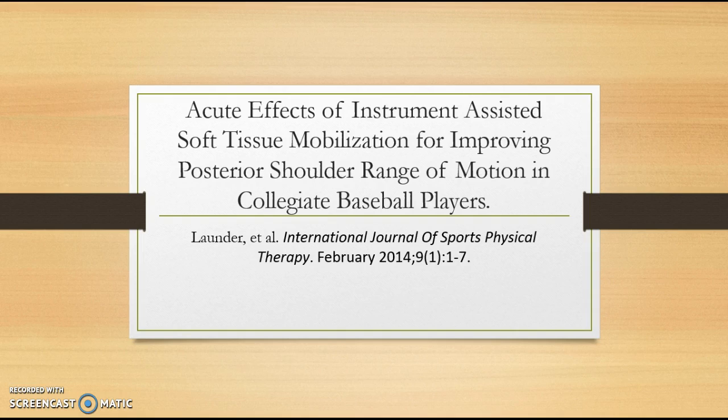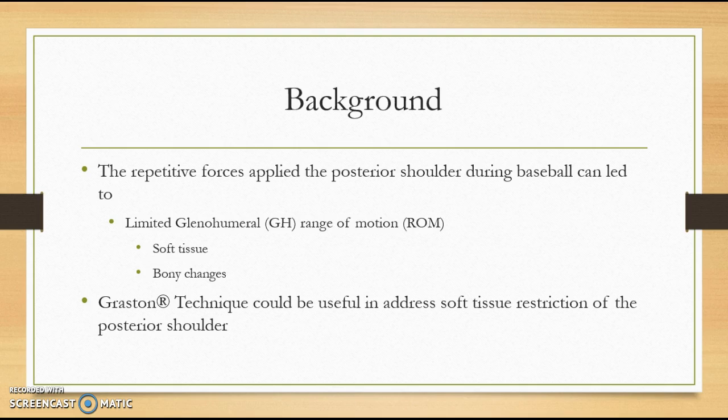I'll be talking to you today about the acute effects of instrument-assisted soft tissue mobilization for improvement of posterior shoulder range of motion in collegiate baseball players by Laudner, from the International Journal of Sports Physical Therapy, February 2014. All right, a little bit of background. As we all know, just the repetitive overhead motions of baseball can lead to limited glenohumeral range of motion.